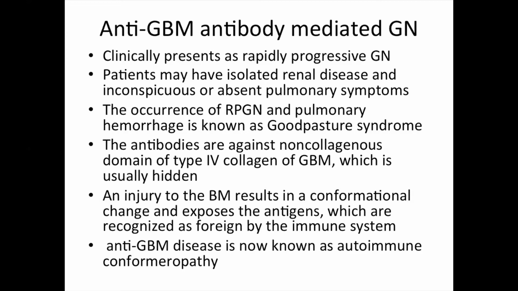So patients might either have an isolated renal disease, or they might have mild and inconspicuous or absent pulmonary symptoms. If we have both rapidly progressive glomerulonephritis and pulmonary hemorrhage, this, as you guys know, is called Goodpasture syndrome.